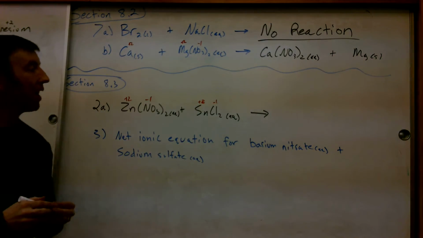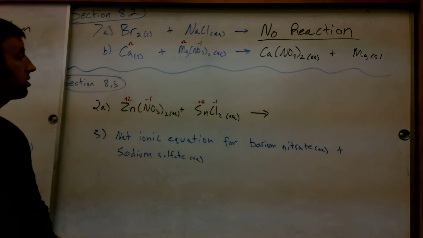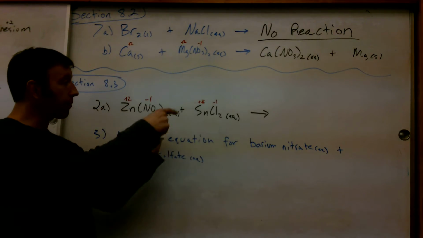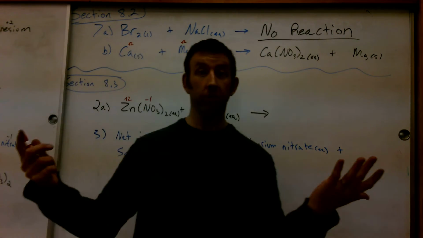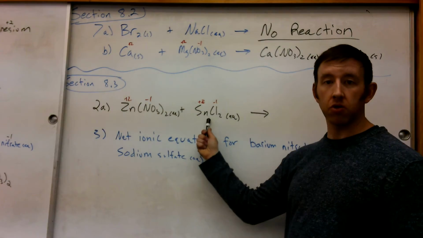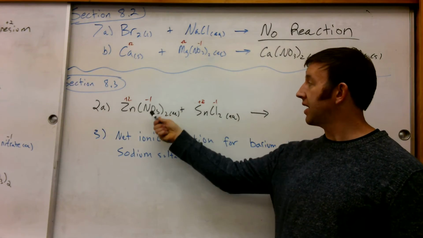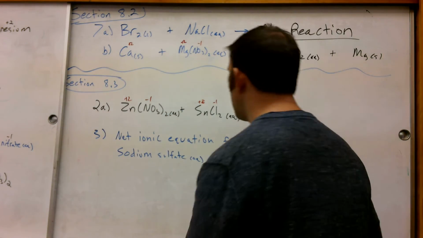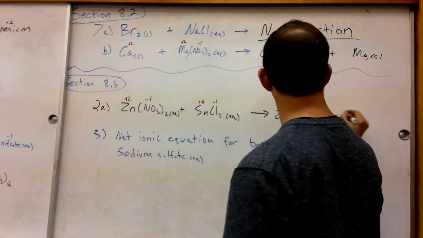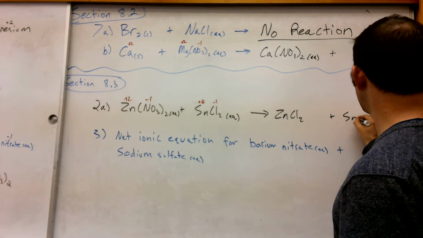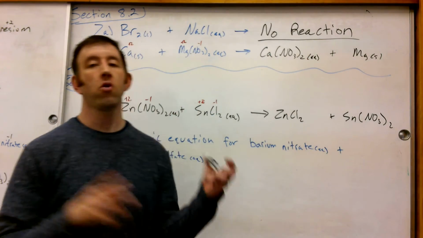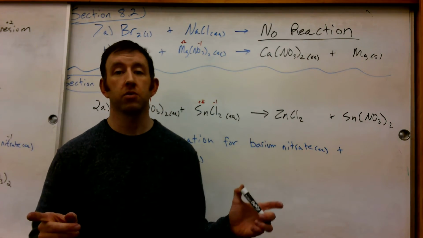So now, my products, if I have a reaction, are going to be swapping my positive ions, or you can think of it as swapping your negative ions. It just depends on how you want to do that. It's the same thing, okay? So that tells me that zinc is going to be combined with chlorine, and that tin will combine with nitrate, all right? So I'm going to go ahead and write my formula, ZnCl2, and tin nitrate, Sn(NO3)2. Okay?